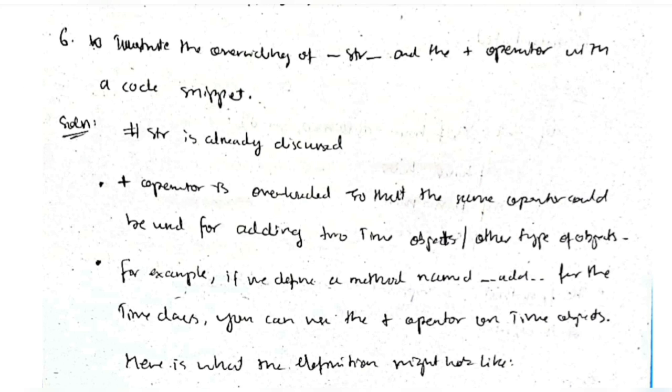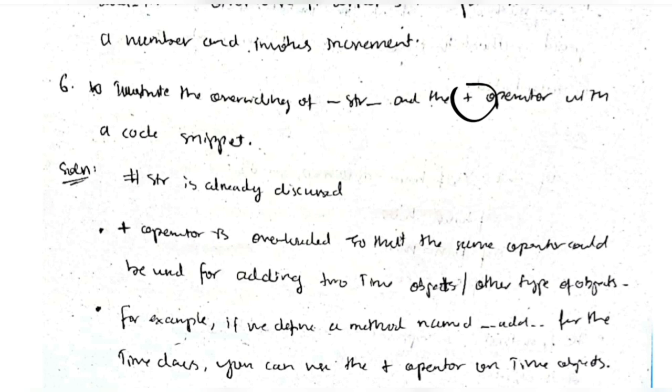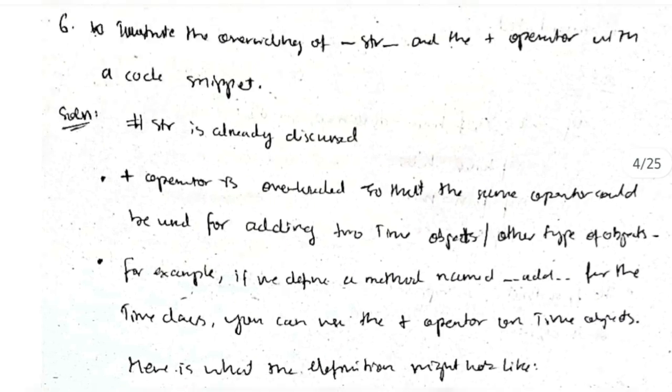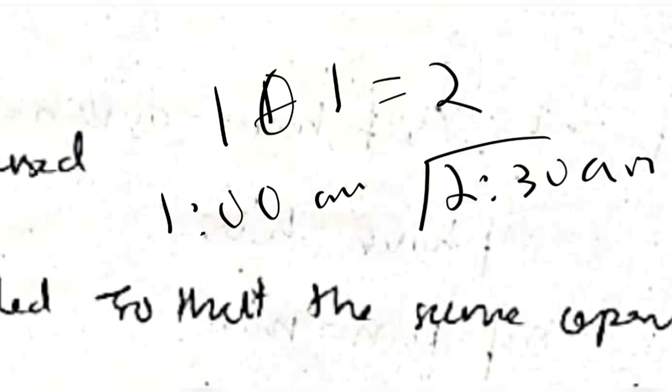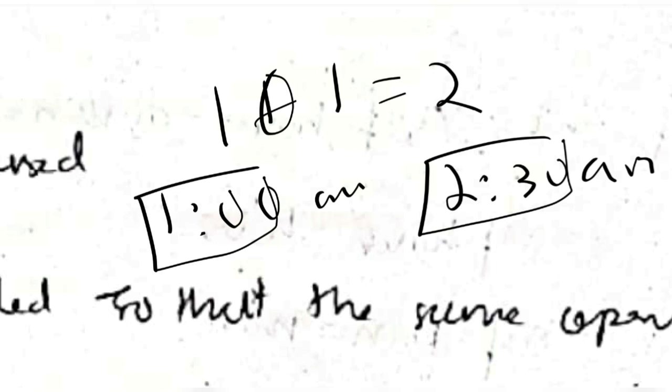And overriding of the plus operator with a code snippet. The plus operator can be used in different senses. Where do we use the plus operator? It is mainly used for adding numbers. 1 plus 1 is equal to 2. Now, what I want is, like this is 1 am and it is 2:30 am. Now these two are times, and I want these times also to be added. If I add these two times, what will be the final result? It will be 3:30 am, isn't it?